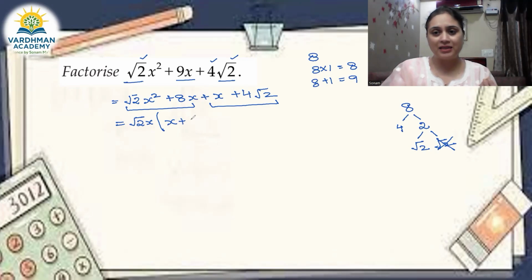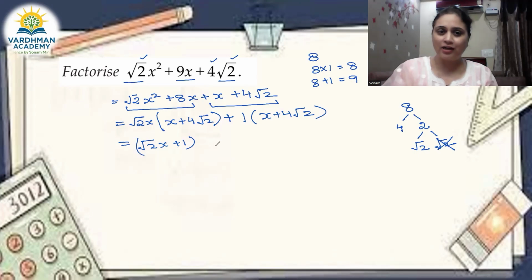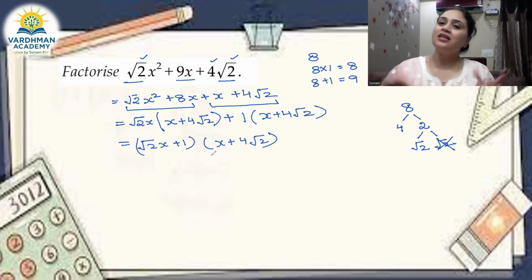X is left here plus what are you left with? 4 root 2, right children? Plus nothing can be taken out common from the next grouping. So when nothing can be taken out common, we take 1 as common. So x plus 4 root 2 children. So what do we have? Root 2x plus 1 as first factor and x plus 4 root 2 as the other factor.